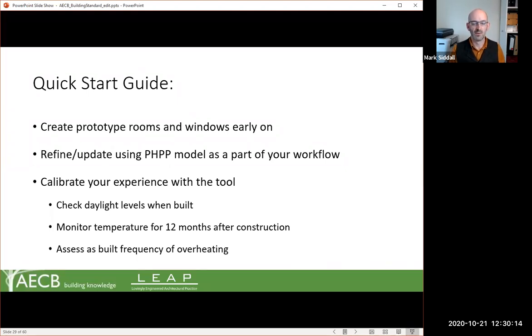In my experience, one of the best things to do is, once you've used the tool, developed a design and implemented it in practice, go back with the light meter and check the daylight levels outside and inside, and get some information about how that's performing in practice. Monitor the temperature within the building for a period of 12 months or more, so that you can think about any overheating risks, start to analyze that data, and then use that to calibrate your approach to using these tools. That's a really important part of the design process.